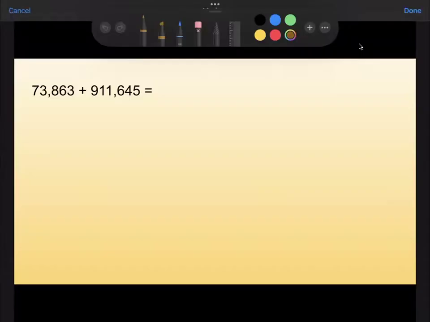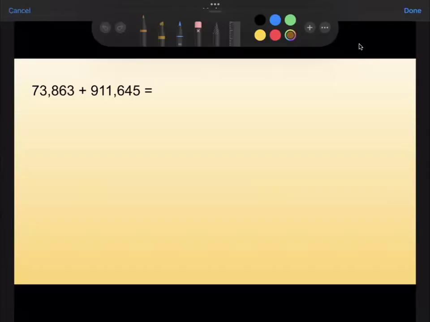Okay, here is our first example. We're going to take the number 73,863 and we're going to add 911,645 to it. So the most important thing we need to keep in mind when we're adding or subtracting big numbers like this is that we keep them lined up by place value. The easiest way to do that is to start by putting the number that has the most digits on the top when we stack them. The first number has 5 digits, and the second number has 6 digits.